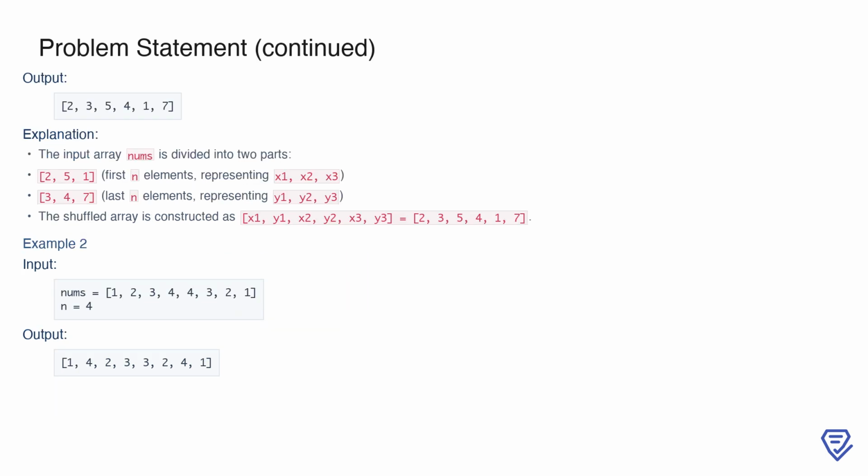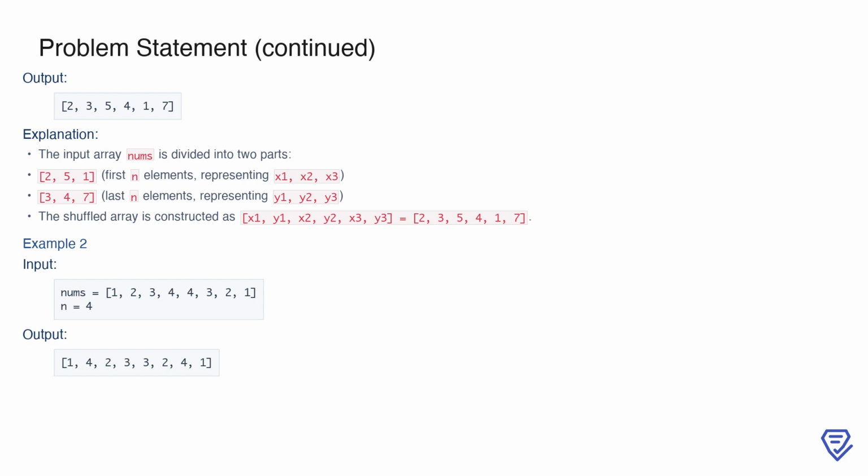For clarity, let's consider an example. Suppose the input array is nums equals 2, 5, 1, 3, 4, 7, and n equals 3. The array is divided into two parts. The first n elements, 2, 5, 1, represent the group x1, x2, x3, and the remaining n elements, 3, 4, 7, represent the group y1, y2, y3. The goal is to construct a new array by alternating between these two groups, starting with the first element of the x group, then the first element of the y group, and so on. The resulting shuffled array is 2, 3, 5, 4, 1, 7.